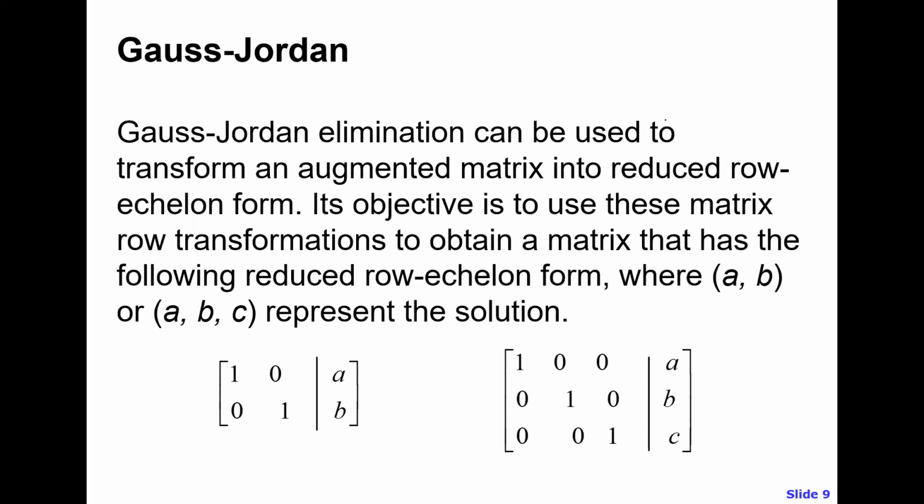So Gauss-Jordan elimination can be used to transform an augmented matrix into a row-reduced echelon form. Its objective is to use these matrix row transformations to obtain a matrix that has the following reduced row echelon form, where A and B or A, B, and C represent the solution. So we're going to have a matrix that starts out maybe looking kind of nasty, maybe not, depends. And what we want to do is get it into this form, or this form when we have a 3 by 4. Okay, so we want ones down the diagonal and zeros everywhere else.